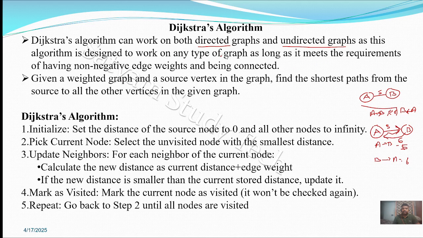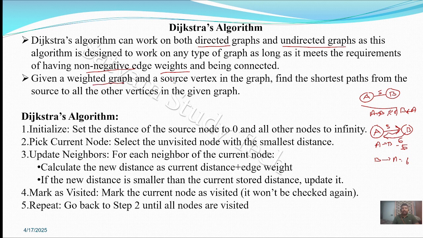This algorithm is designed to work on any type of graph, directed and undirected, as long as it meets the requirement of having non-negative edges. So the weights must be positive. Only then can you apply Dijkstra's algorithm. If there are any negative weights, then you cannot apply Dijkstra's algorithm. That is the drawback of Dijkstra's.